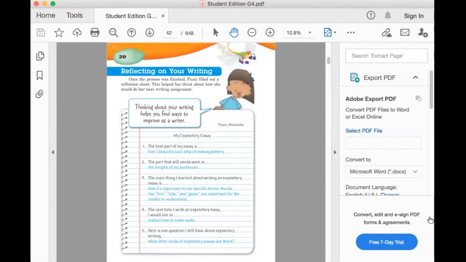Reflecting on your writing. Once the process was finished, Fumi filled out a reflection sheet. This helped her think about how she would do her next writing assignment. Thinking about your writing helps you find ways to improve as a writer. My expository essay.